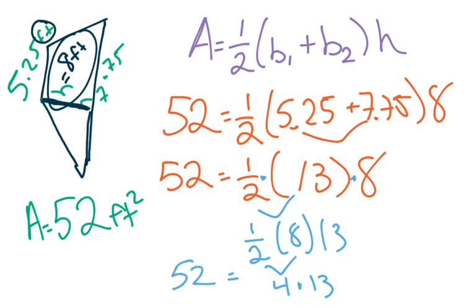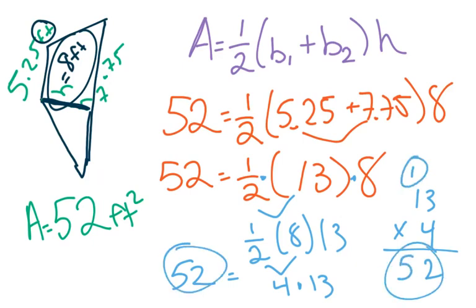Does 52 equal 4 times 13? Well, I don't know that one off the top of my head. Got to take it over to the side. 4 times 3 is 12. 4 times 1 is 4, plus 1 is 5. Yes, 52 equals 52. We got it right. So we can be comfortable with our answer that the height is 8 feet.